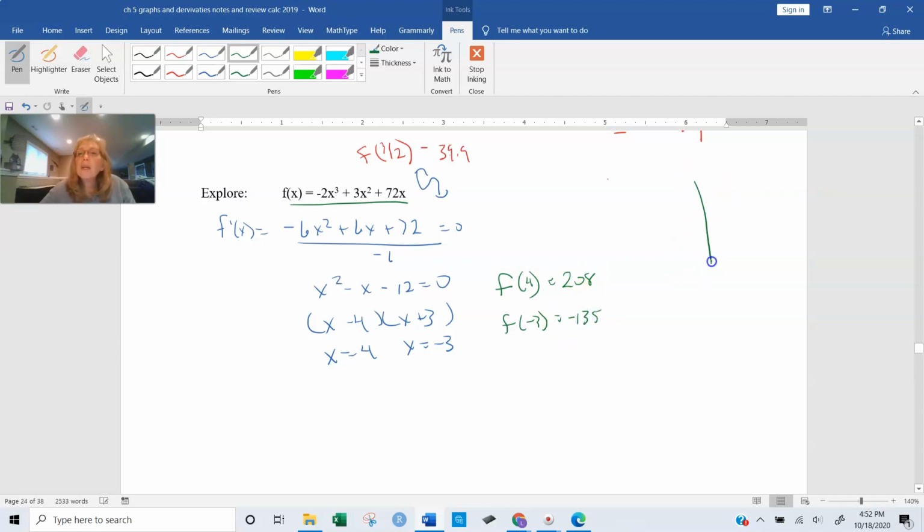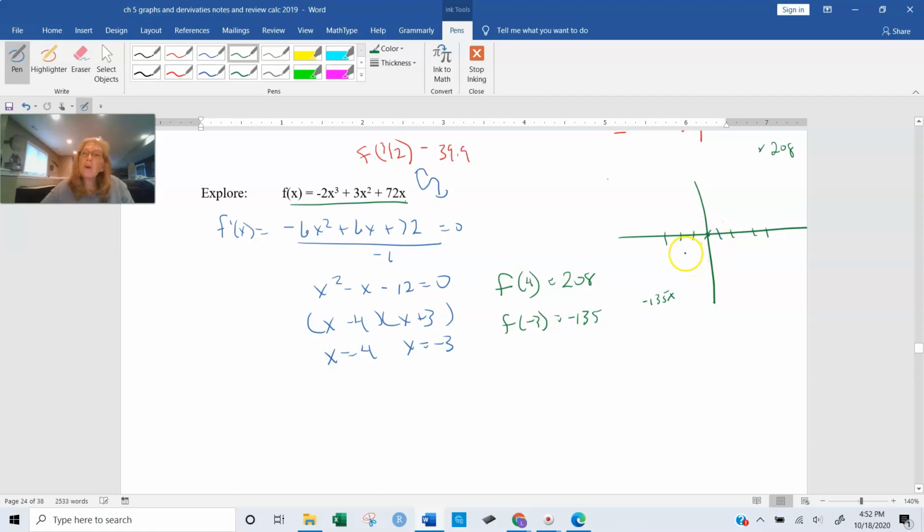Okay, so currently on our graph, we're going to go to 4, and we're going to be up here at 208. We're going to go to -3, and we're going to be down here at -135. We're doing good so far. If you look at this here, there's no y-intercept, so the y-intercept is 0, 0. Okay, so we've got that guy.